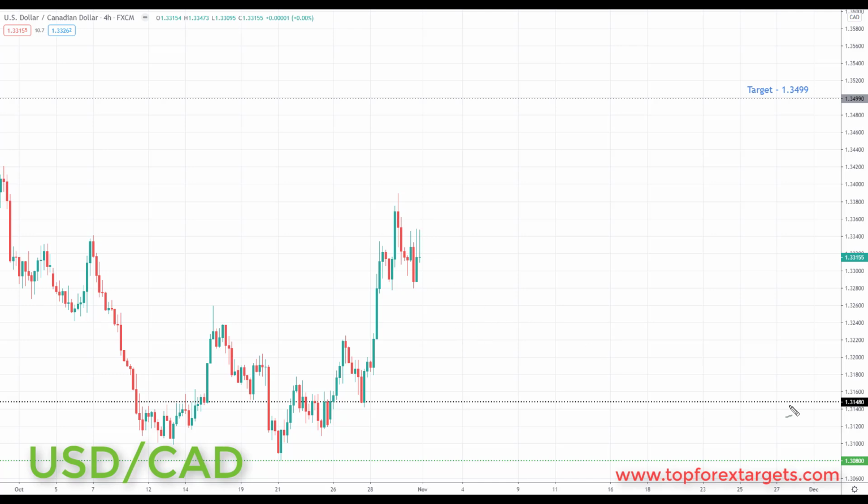Any correction back towards the 1.31480 is going to be viewed as a great opportunity to look for bullish reversal patterns. And if we start to break to the upside in this market, we're going to be looking at initiating longs up towards the next key of resistance to the upside and the target set at the 1.3499.